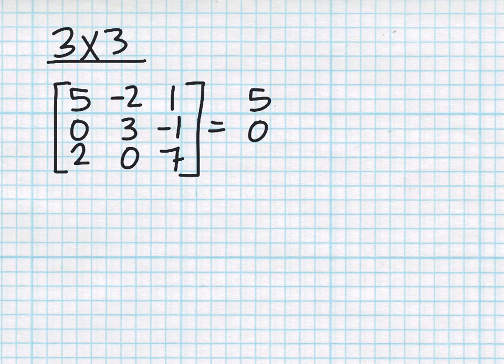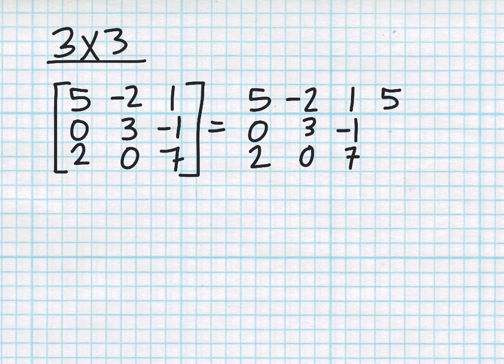So 5, 0, 2, just copying the matrix down the way it's already written. Negative 2, 3, 0, 1, negative 1, 7. Then I'm going to rewrite the first 2 columns in the same order. 5, 0, 2, negative 2, 3, 0. So remember, we're going to add the downs and subtract the ups.